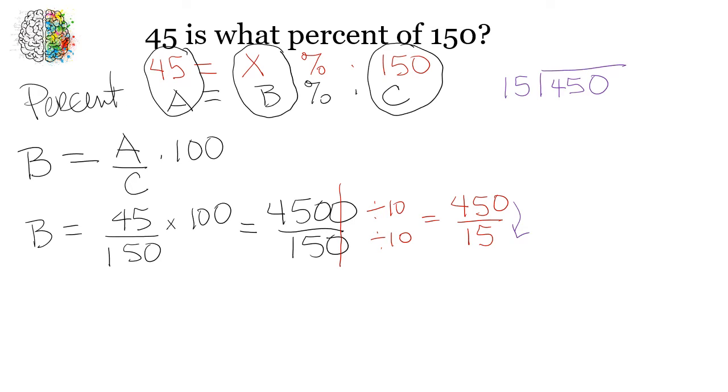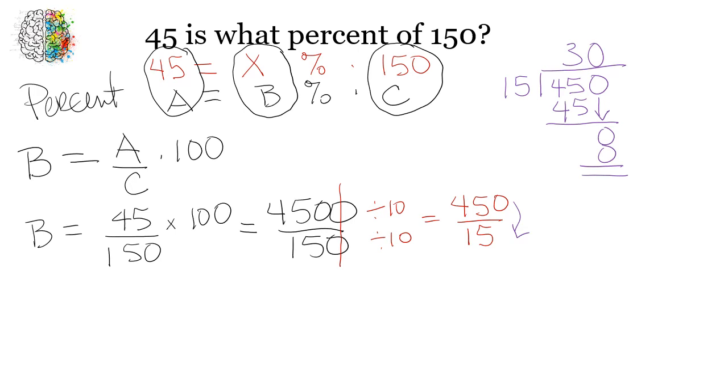15 can go into 45 3 times. Going to bring down my 0. 15 can go into 0 0 times. And then I've used up all my numbers. It's really important when you still have zeros, then you want to have the 0 on the top to show that that number can't go in. If you just put your answer as 3, then your answer is going to be incorrect.